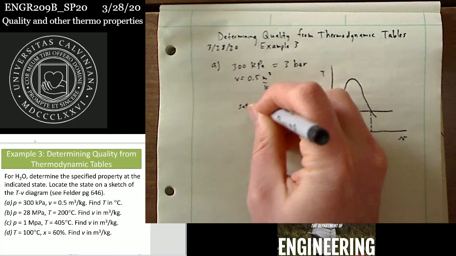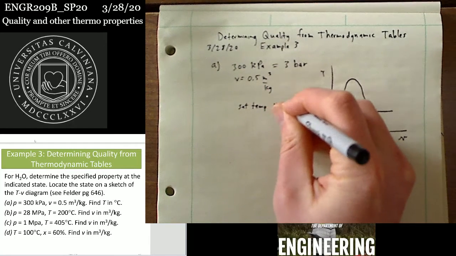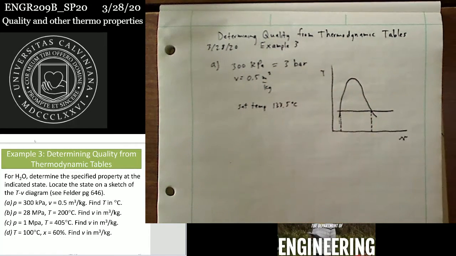of 133.5 degrees C. And if we look a couple columns over, we can see that there's specific volume data for water and for steam. And our value of 0.5 falls between the water and the steam values of 0.001074 and 0.606. That means that we have a state fixed within the two-phase region here, and it's at 3 bar, which means that the temperature has to be 133.5.